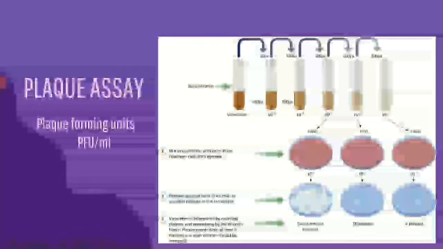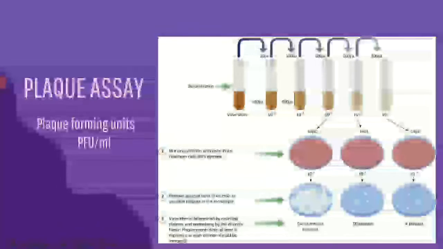Now, initially this method was developed for bacteriophages by Felix d'Herelle, but later it was modified by Renato Dulbecco in 1952 for use in animal cultures and animal cells. And from then we have been following the modified Renato Dulbecco's method. It is a standard method which can be used for bacteriophages as well as animal and plant viruses. The PFU, or plaque forming unit, is the measure of virus quantity over here.